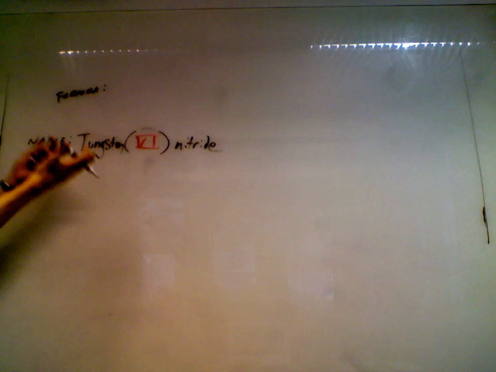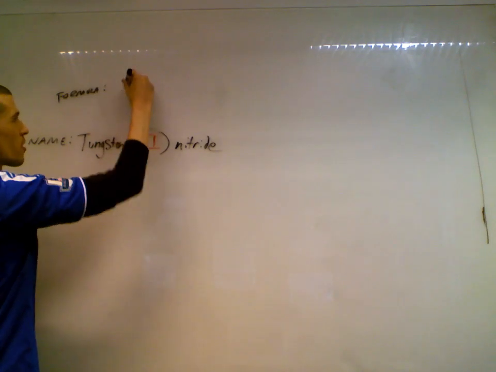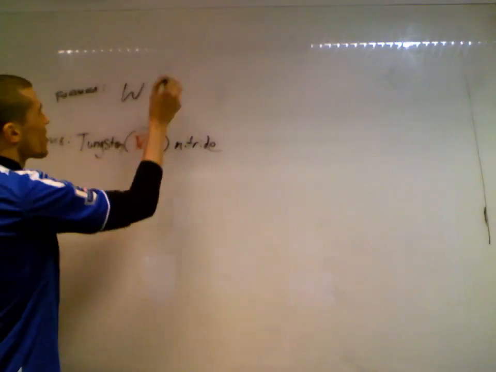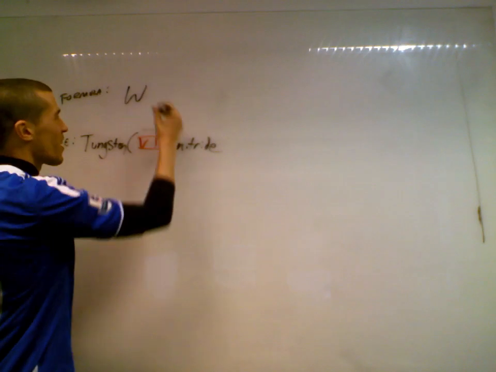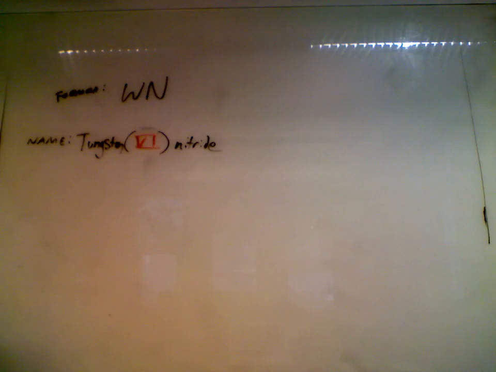All right. So the first step you do right now is you just say, okay, well, what are the symbols here? For tungsten, it's a W. It's weird. W and N. And the nitride is N. W, N. But now you've got to see how many of each of these you really got here.